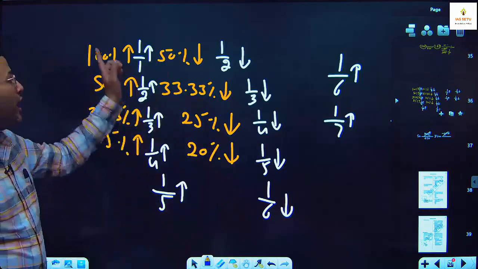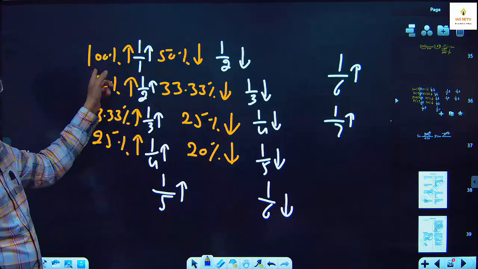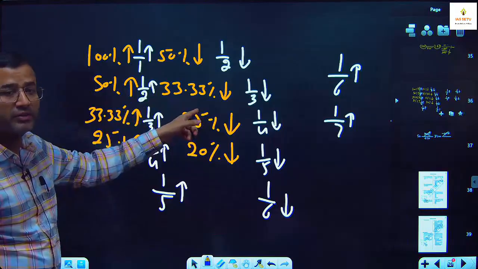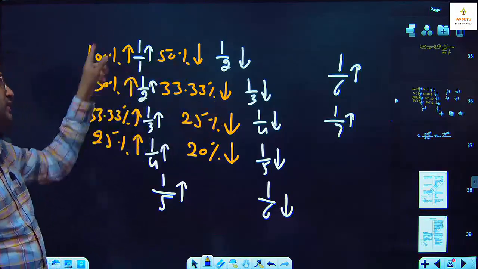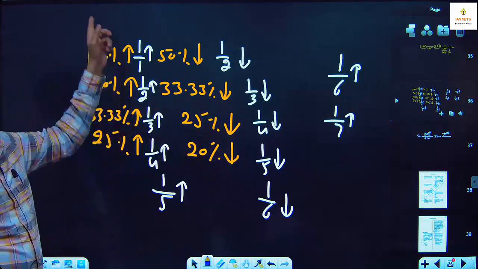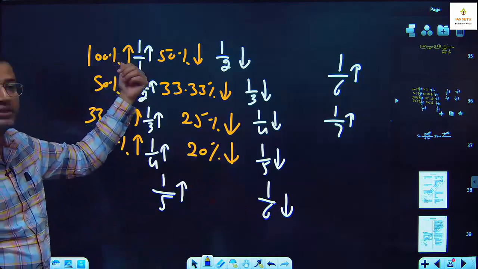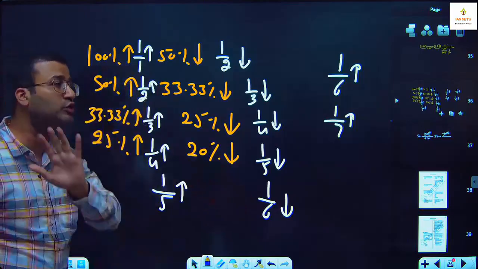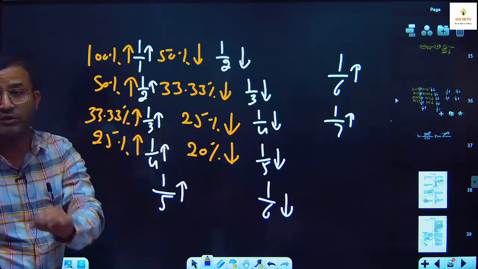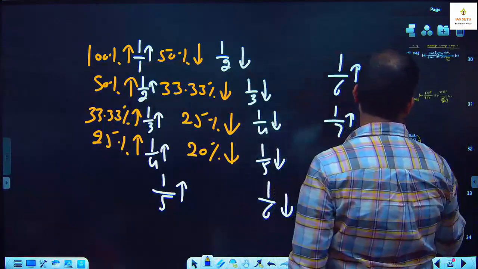Let me tell you, 100% increase compensated by 50% decrease, 50% decrease compensated by 100% increase. 50% increase compensated by 33.33% decrease, 33.33% decrease compensated by 50% increase, 25% decrease compensated by 33.33% increase, 20% decrease compensated by 25% increase. We can use the same table in a reverse way also. If decrease given, increase asked, then also. Let us try question number 4 in our handout.